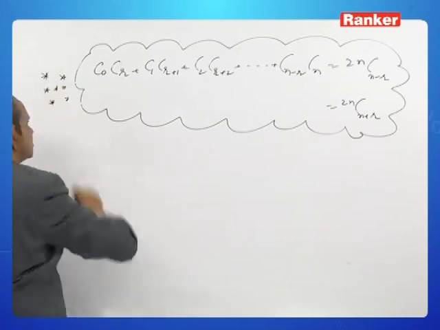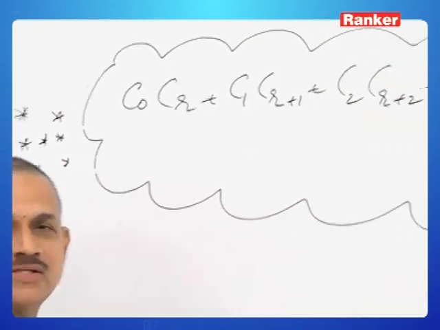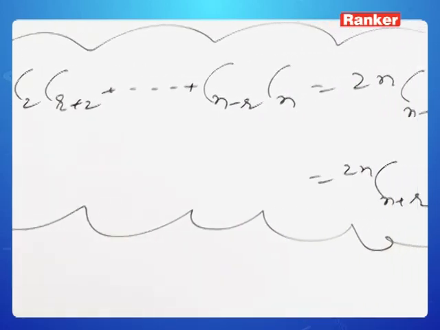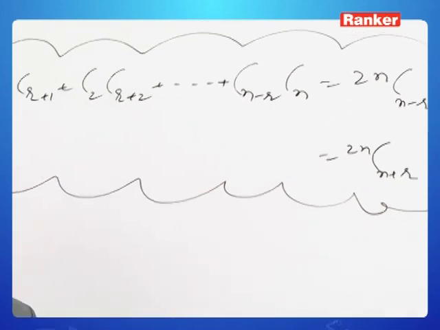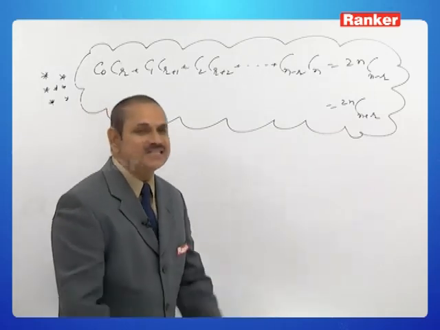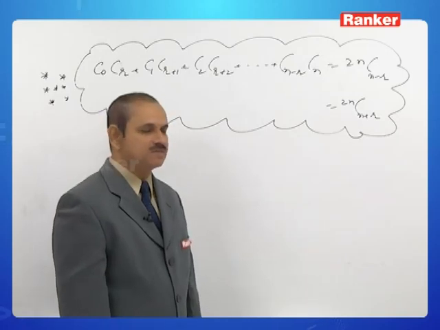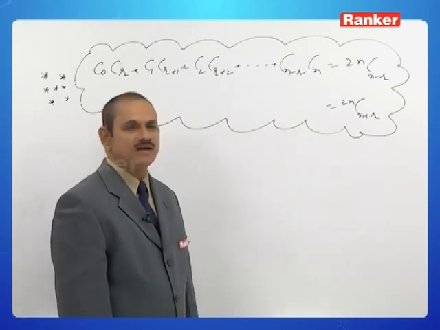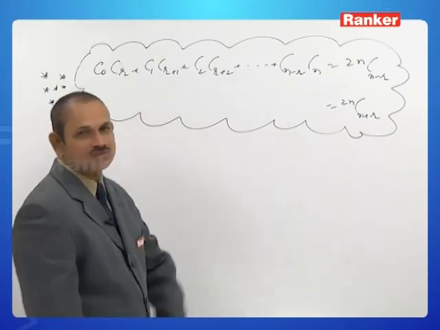It's a beautiful result. C naught into Cr plus C1 into Cr plus 1 plus C2 into Cr plus 2 and so on, etc. Cn minus r into Cn is equal to 2n C n minus r or 2n C n plus r. Well, my dear, let us first observe its utility. Later on we shall think of its proof. Of course, the proof is also very simple, a single line proof. We shall definitely do that. Before going to prove this, let us enjoy its fruits.